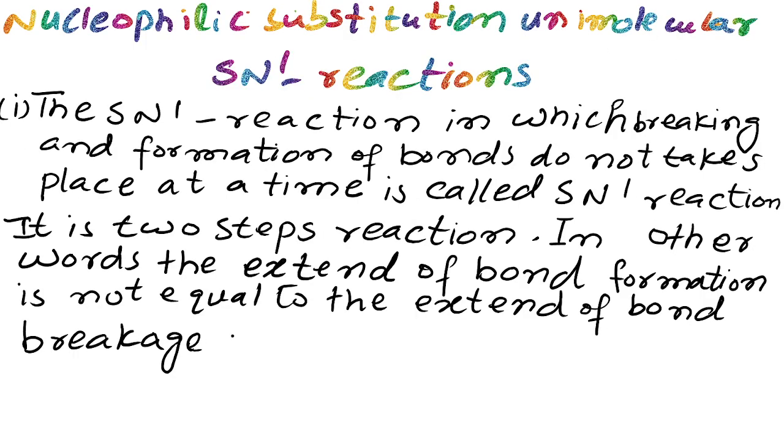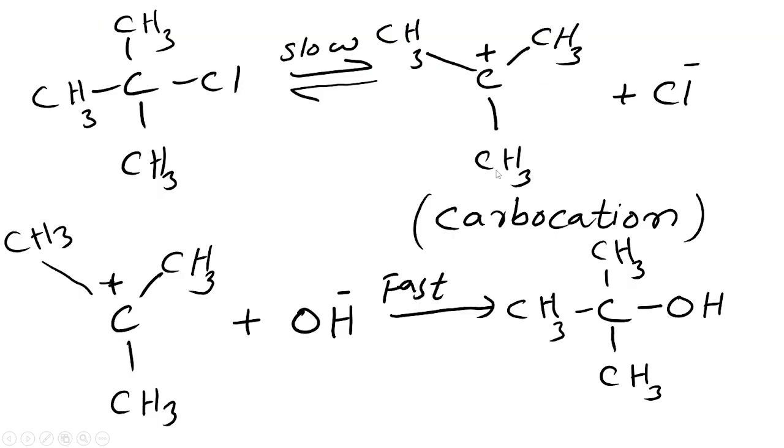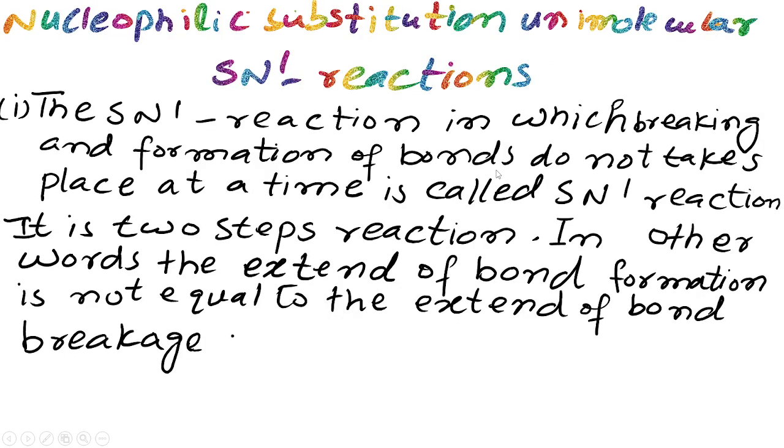Now comes SN1 reactions. SN1 stands for nucleophilic substitution unimolecular reaction. In SN1 reactions, breaking and formation of bonds do not take place simultaneously. Do not take place simultaneously means not at a time. It is completed in 2 steps, so it is a 2 step reaction. In other words, the extent of bond formation is not equal to the extent of bond breakage.